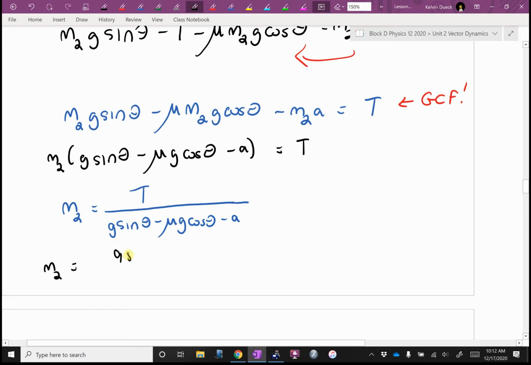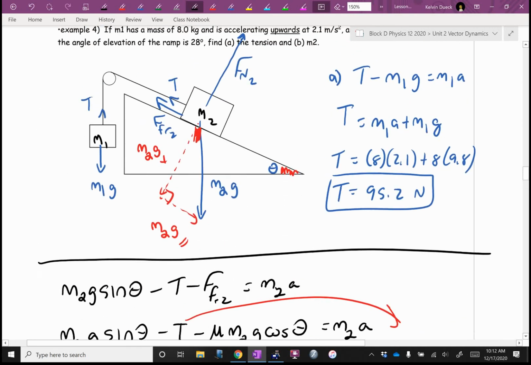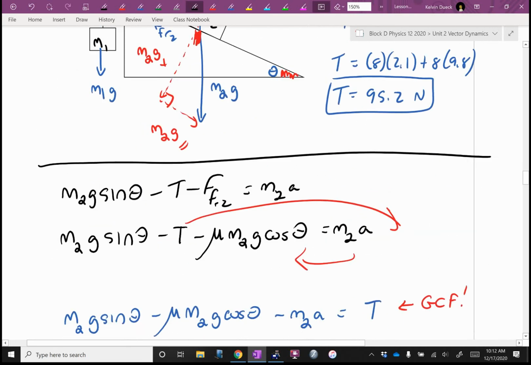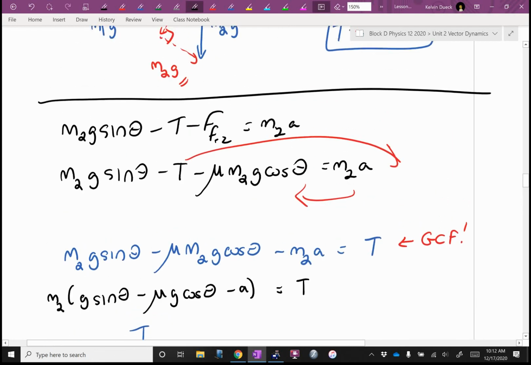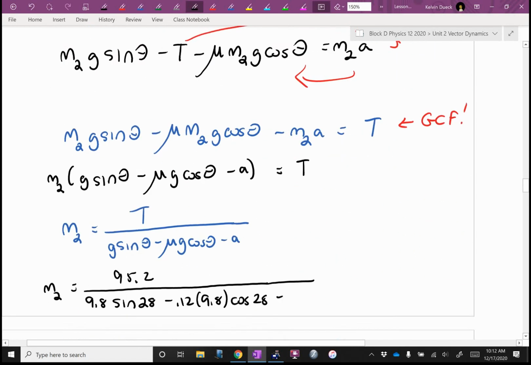95.2 all over 9.8. I don't remember what thetas are. 28 degrees and 0.12. Sine 28 minus 0.12 times 9.8 cos 28 minus, I forgot what A was, 2.1.